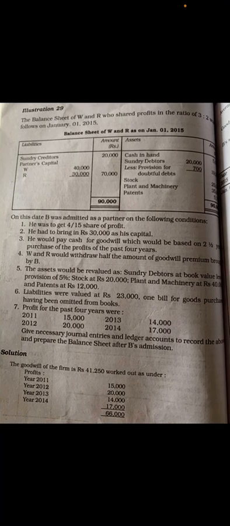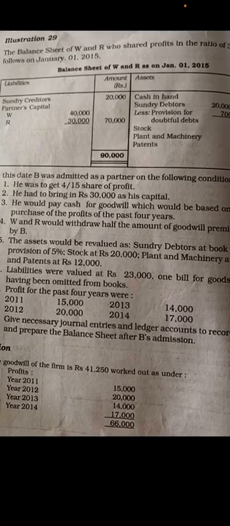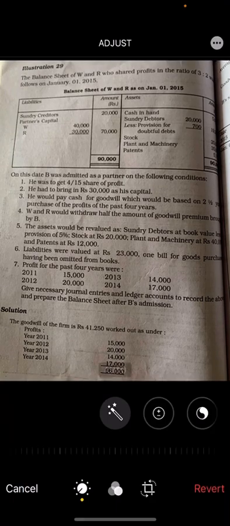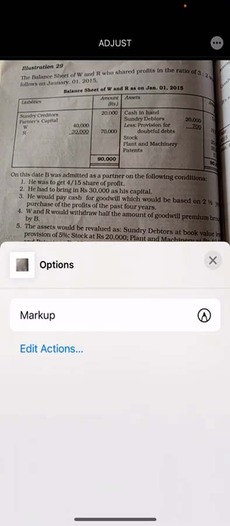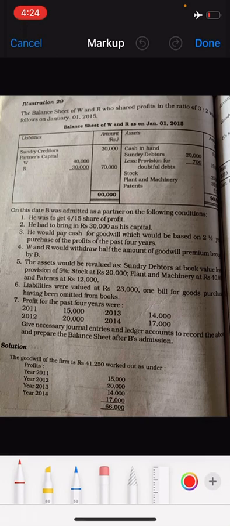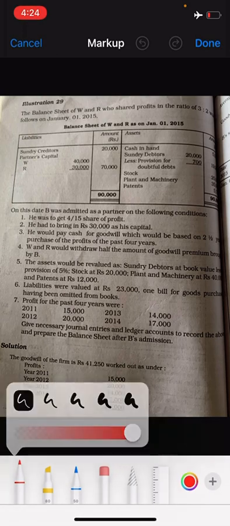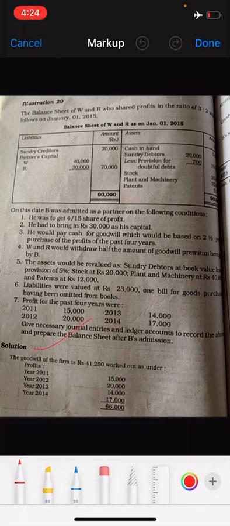We will see how to do that first. See here below, the solution. The profit which is given is totaled. Where is this profit? See, it is there in the adjustment. Profit for the first 4 years is given: 2011 it is 15,000, 2012 it is 20,000, 2013 it is 14,000, and 2015 it is 17,000.